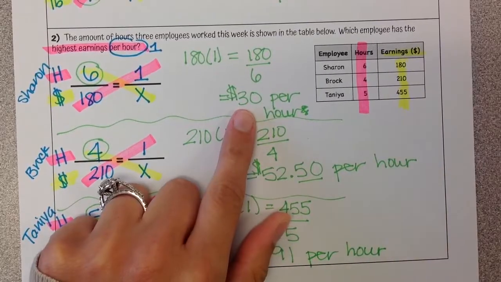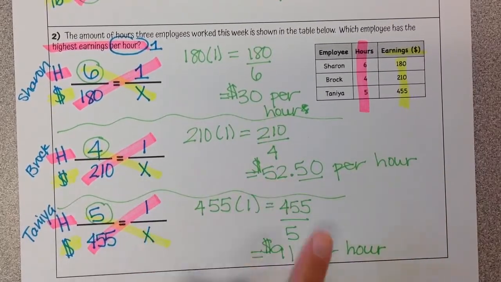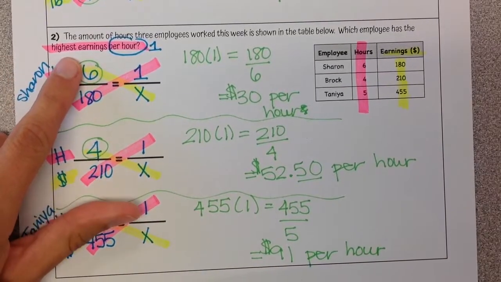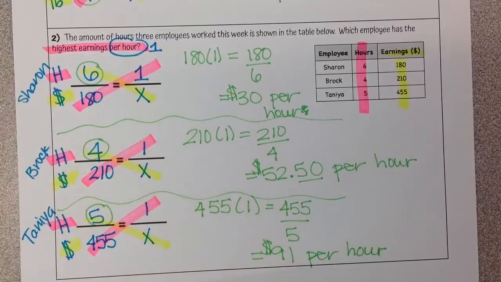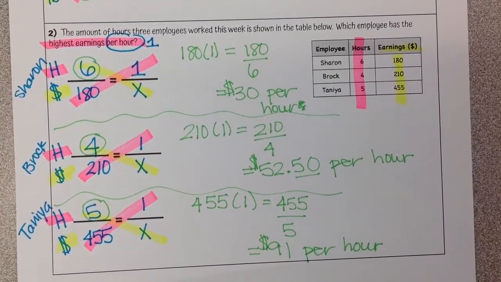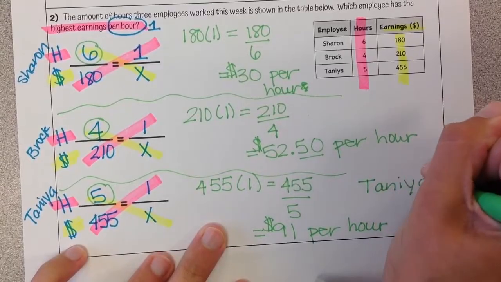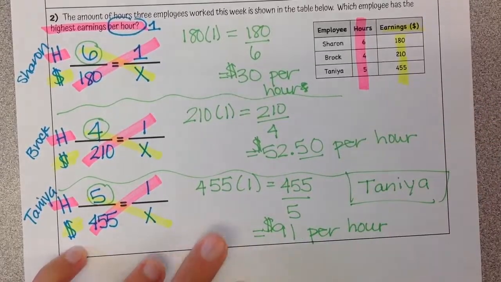So we've got $30 per 1 hour, $52.50 per 1 hour, $91 per hour. We're looking at which employee has the highest earnings per hour. The highest number I see is 91, which is Tanaya. So Tanaya is our answer. She has the highest earnings per hour.